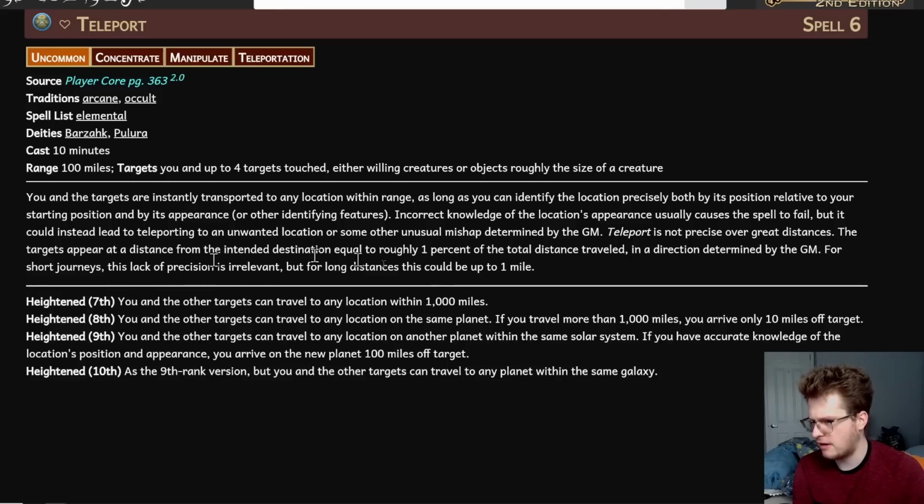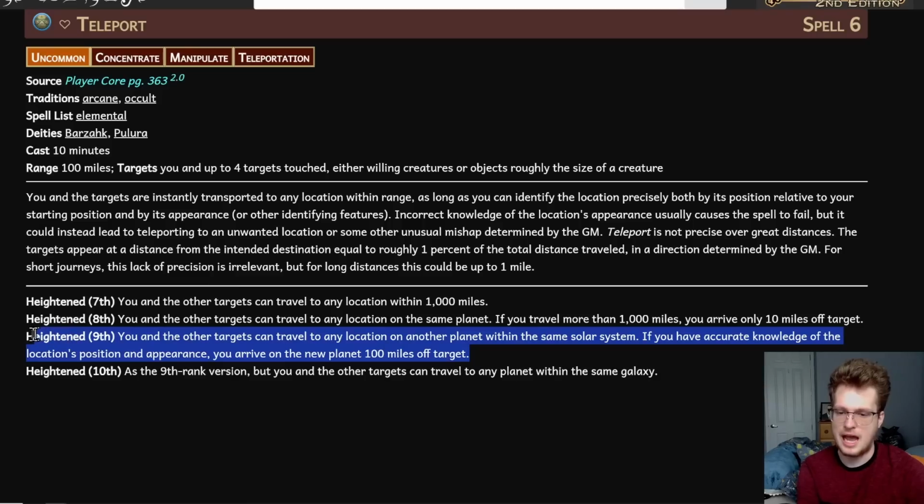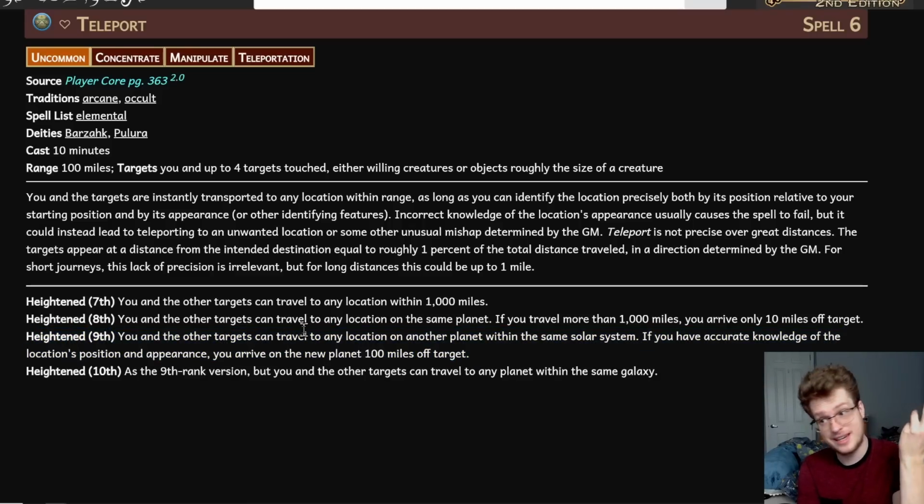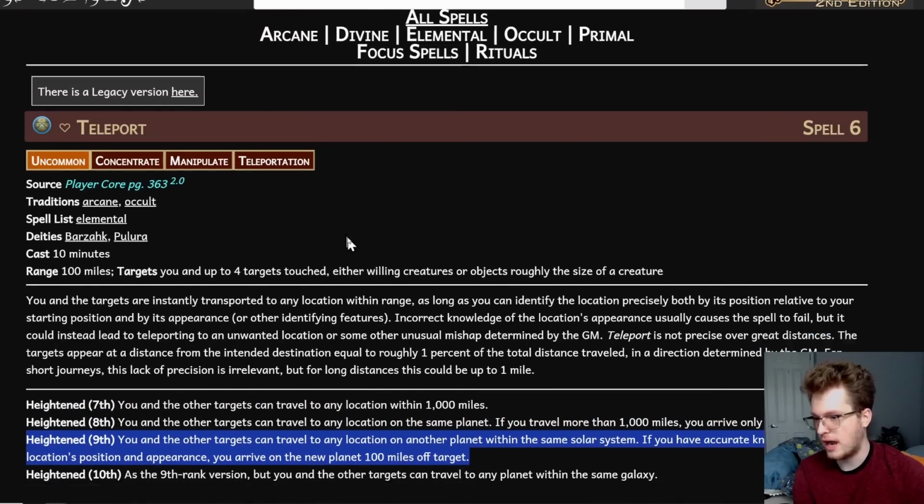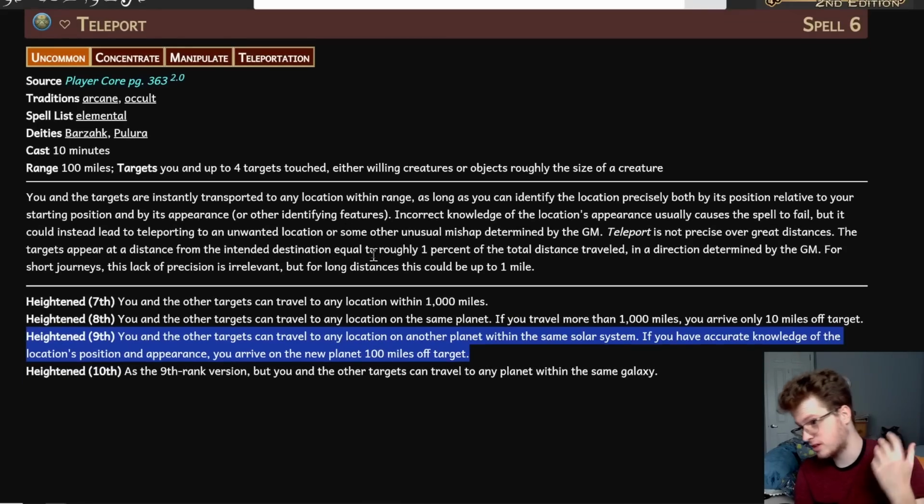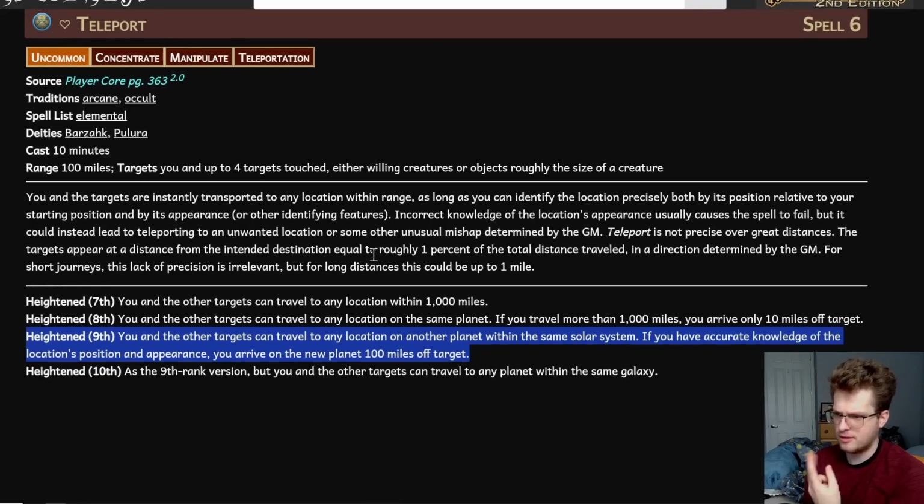So if you have very, very high level casters, you can have them just be vomiting out teleports and just get wherever they need to go very, very easily. Because you could do a teleport and then go for another shorter range teleportation spell afterward to get you the rest of the distance there. So it's 2 spell slots to just appear somewhere.